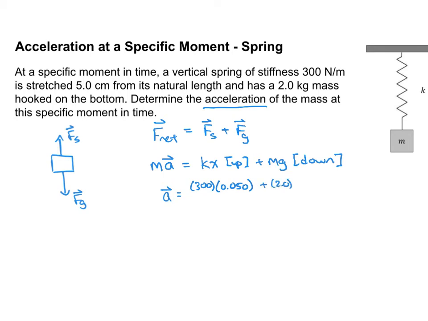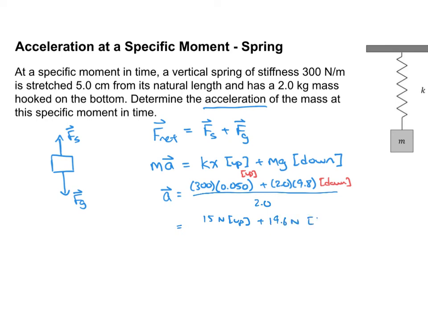G is 9.8. And once again, the first term is up and the other one is down. And I'll divide it all by the mass. So when I calculate some things out, I'll do the first term, 300 times 0.05. That's going to be 15 newtons up. And then 2 times 9.8 would be 19.6 newtons down.